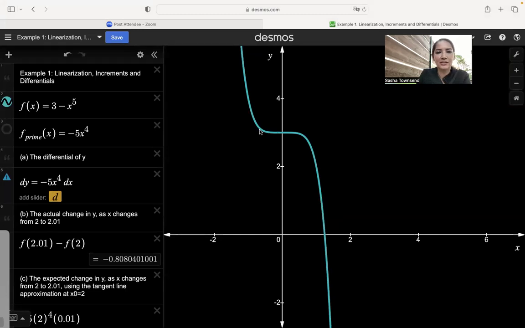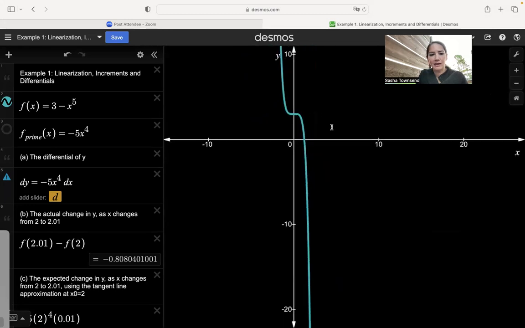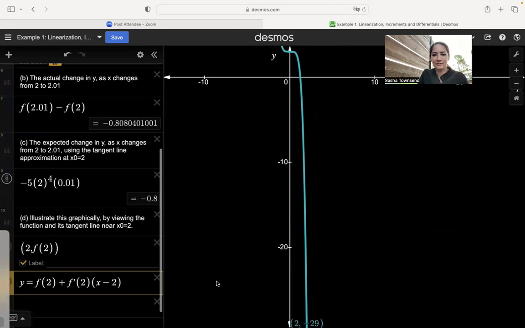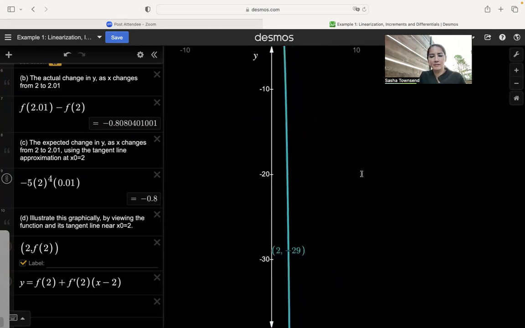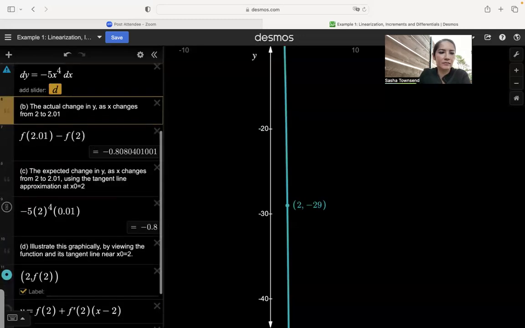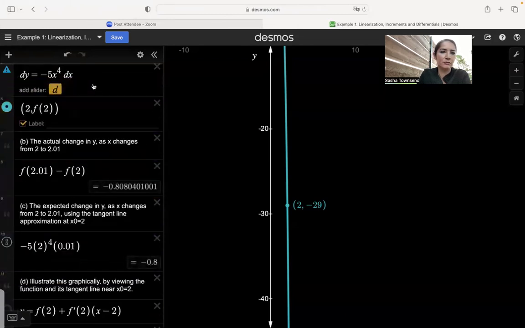And we are actually interested in this function near x equals 2. So it's actually kind of far out. X equals 2 is way down here. Oops. At x equals 2 and y equals -29. So that's our function, and its corresponding function value at x equals 2.